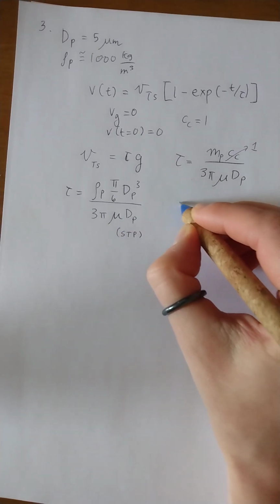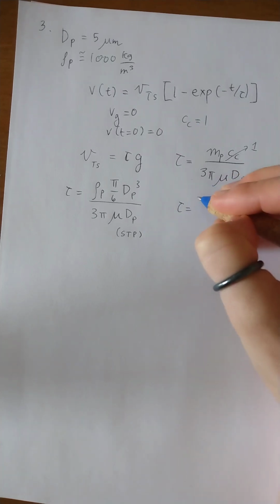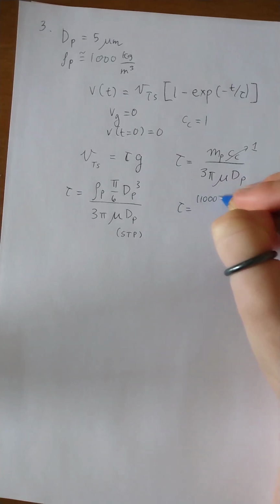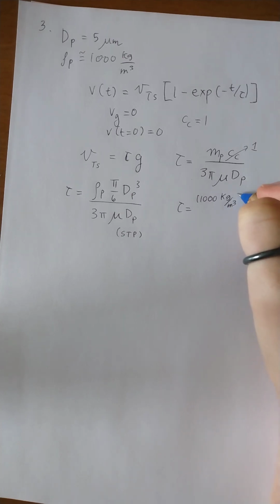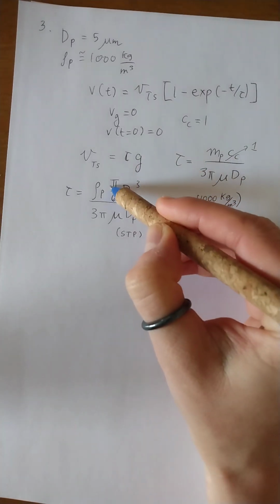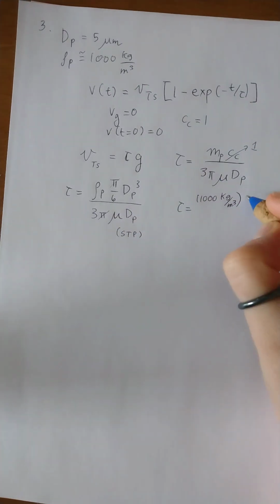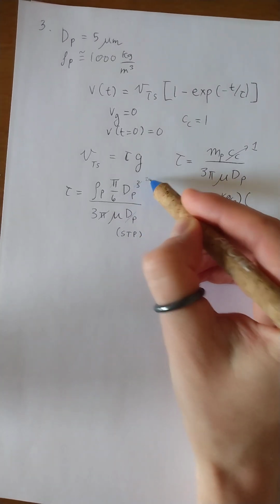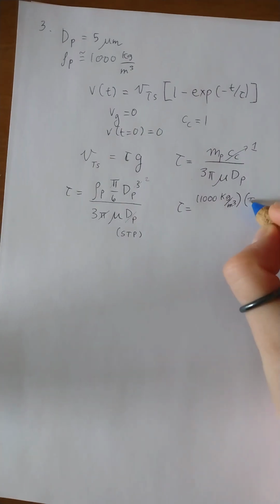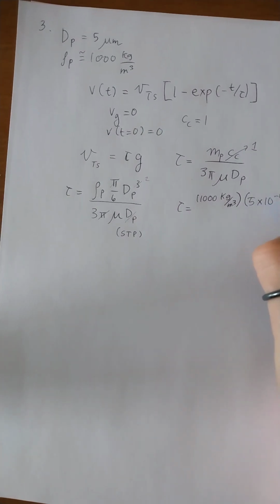So then we can proceed by plugging in. The relaxation time will be the product of the density times the diameter squared, right? One of the diameters canceled out here. And I'm going to put the diameter in meters.